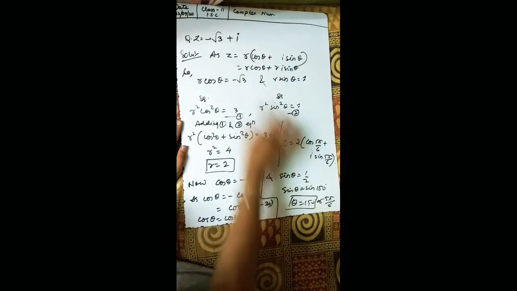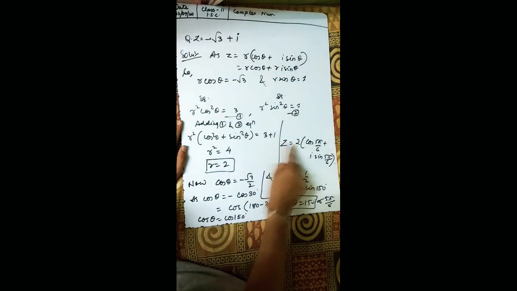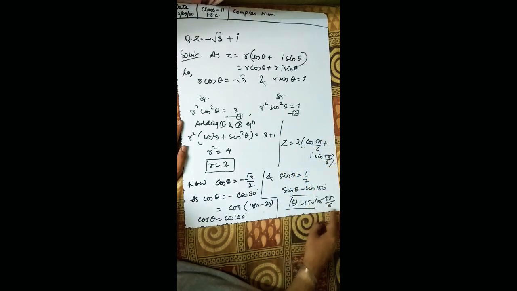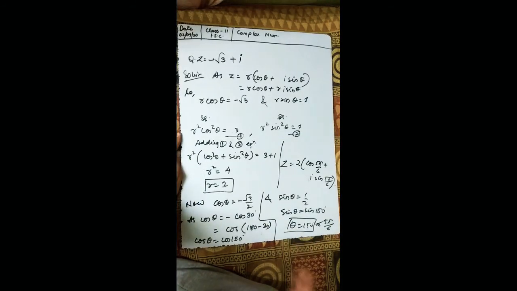Put here, so z is equal to r (cos theta plus i sin theta). So z is equal to 2 (cos 5 pi by 6 plus i sin 5 pi by 6). 150 degrees or 5 pi by 6. So that is how you have to do it in each and every question.